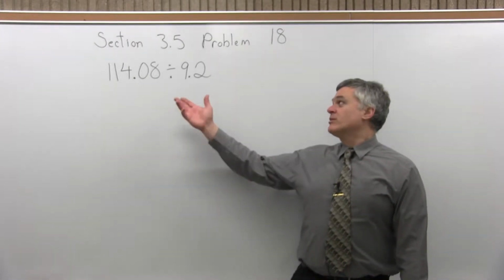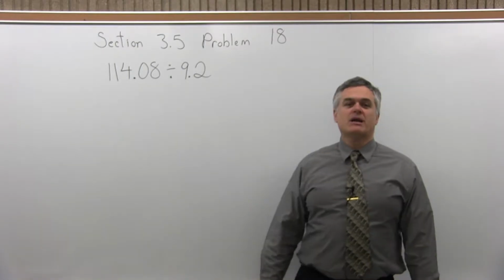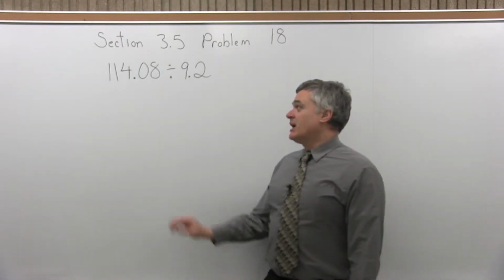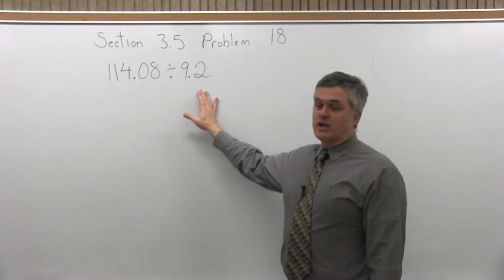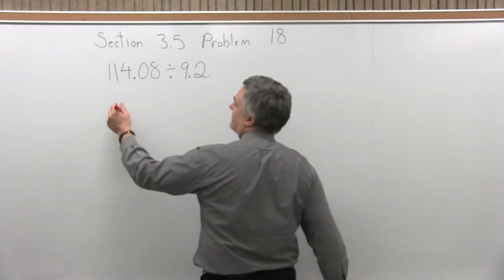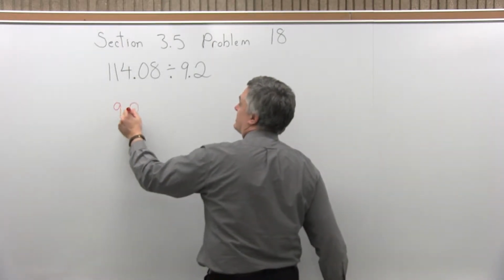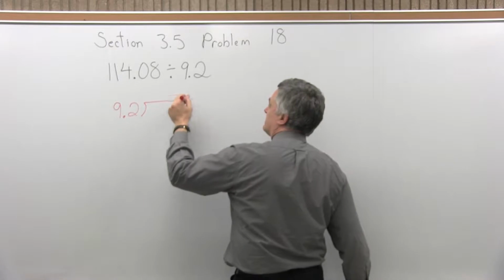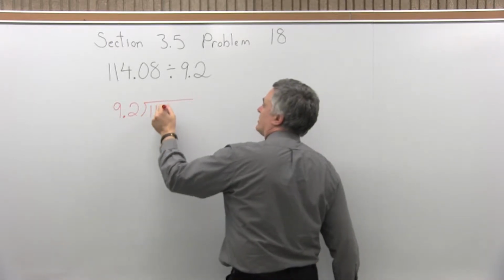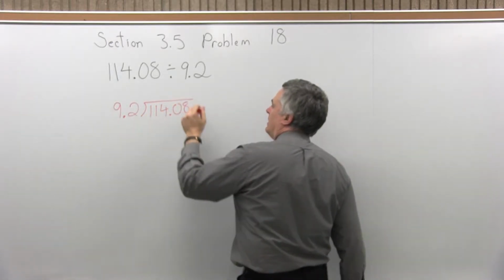We have 114.08 divided by 9.2. Now, the way it's written on the board is fine to do it on a calculator, but to do it by hand, you really have to write that second number first outside of a division symbol, and then the first number goes under the division symbol.